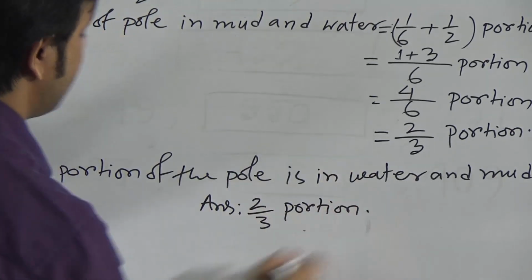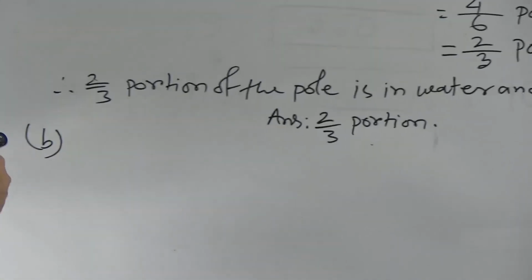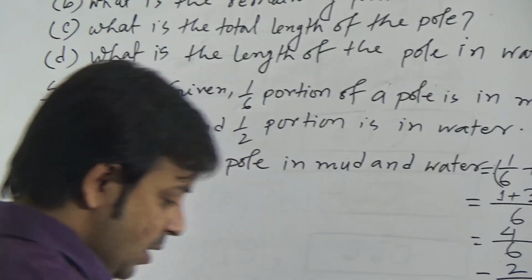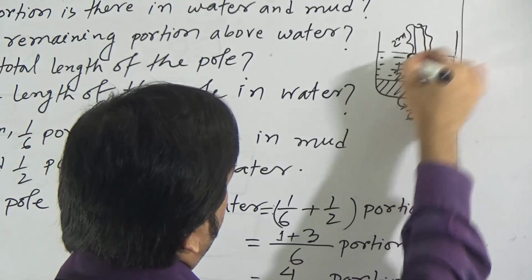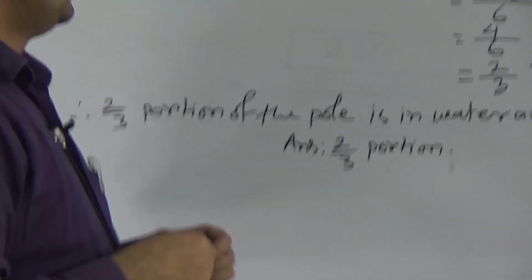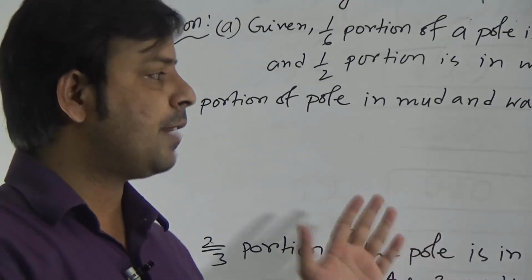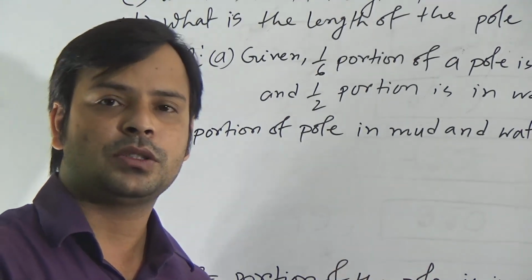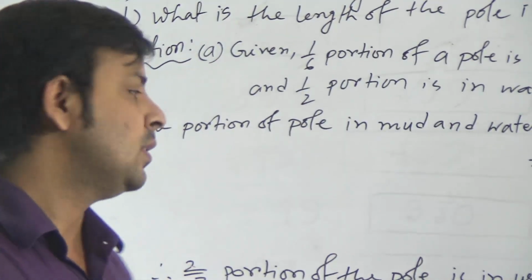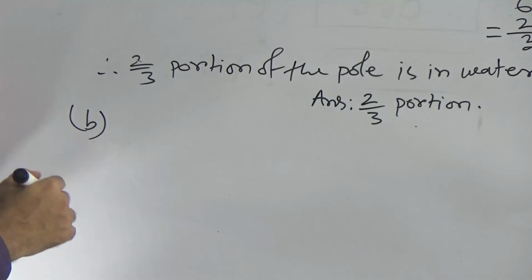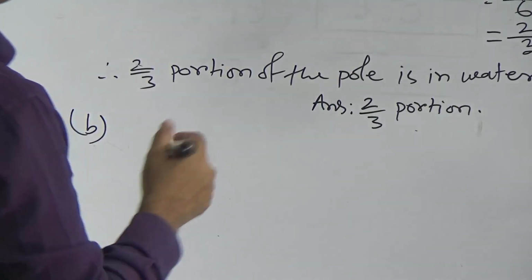Now I have to solve question B. What is question B? Question B is what is the remaining portion above water? It means that we have to find the portion of the pole above water. It means that this portion we have to find out. Okay, dear students, to find out this portion, you have to remember that in case of fractions, you have to always consider total portion means 1. So we can take the total length or total portion of the pole as 1.